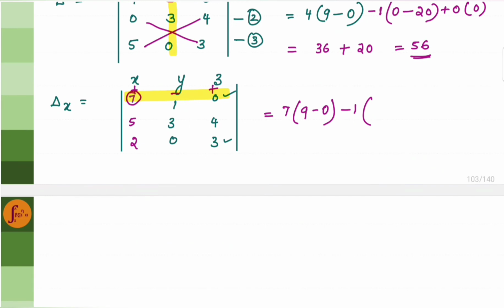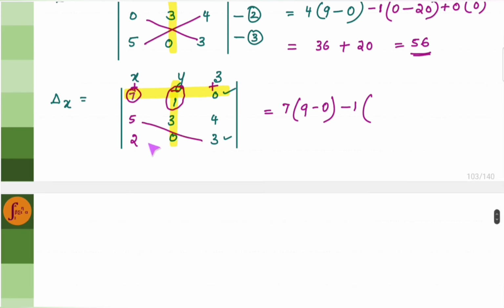Then we'll take the second element, which is minus 1. Minus 1 into, we need to ignore this column and this row. So what are the elements we have? We have 5, 4, 2, 3. Let's cross multiply this way. We'll get 5 3s are 15 minus 4 2s are 8. And the third element is 0, let's ignore it. So we'll get 7 9s are 63 minus 7, which is 56. Right? So determinant x is 56.